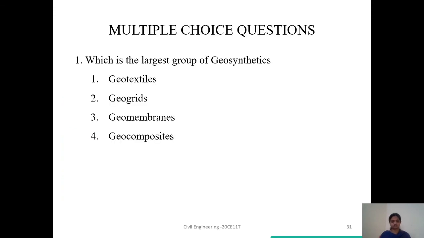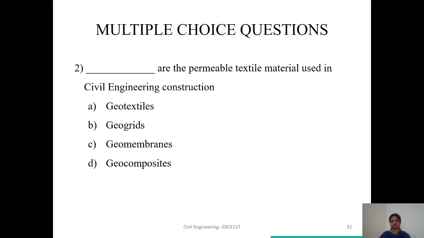So coming to multiple choice question. First question is, which is the largest group of geosynthetic? Geotextiles, geogrids, geomembranes and geocomposites. Here, geomembranes is the answer, as geomembranes are impermeable membranes. So it is used widely in water retaining structures and for canal lining. So geomembranes are the largest group of geosynthetics.